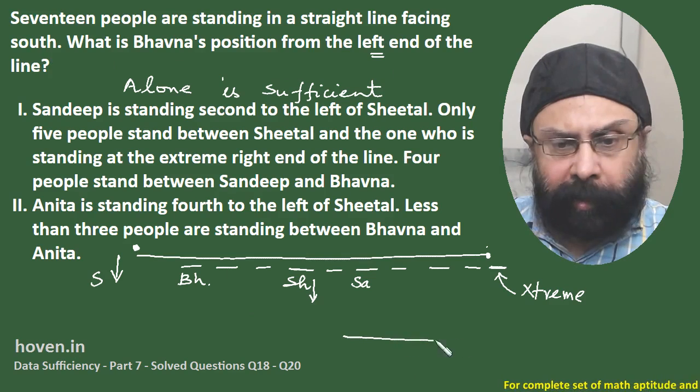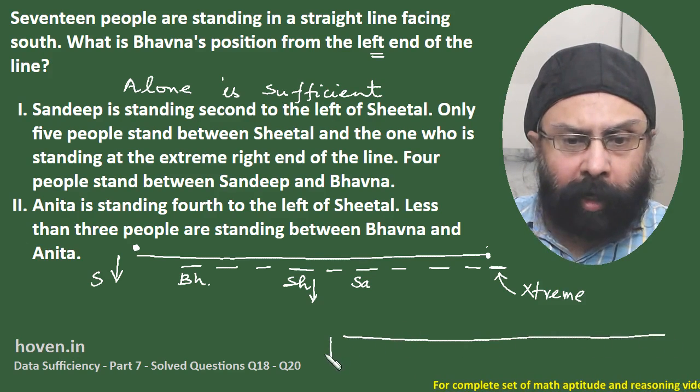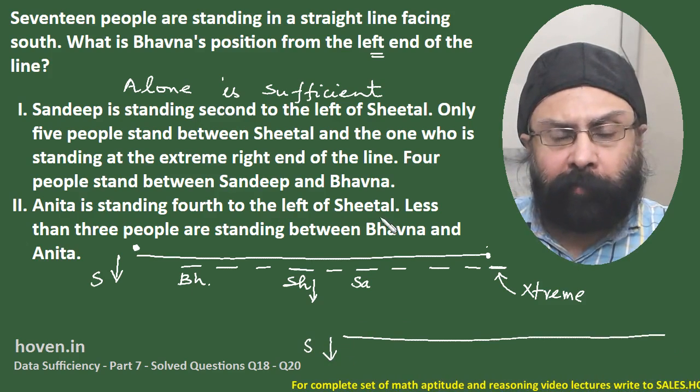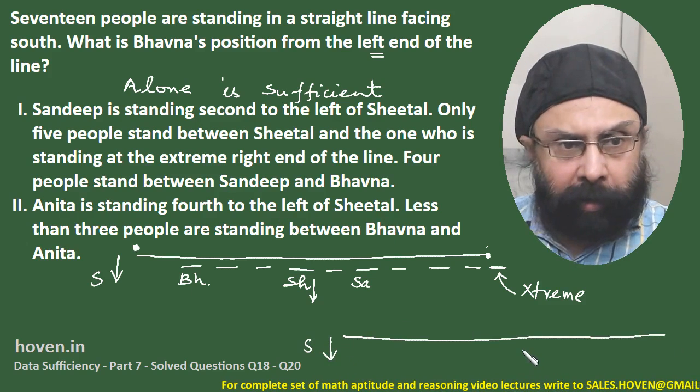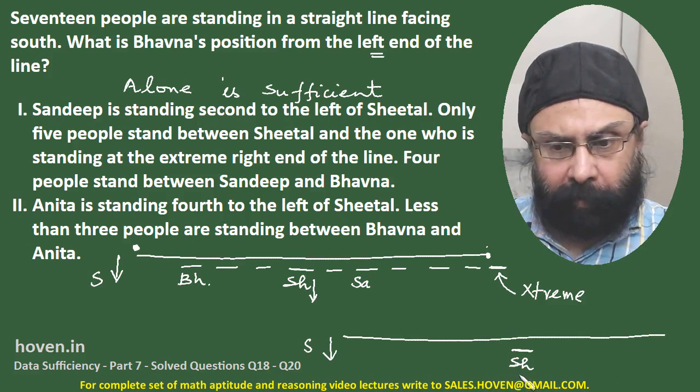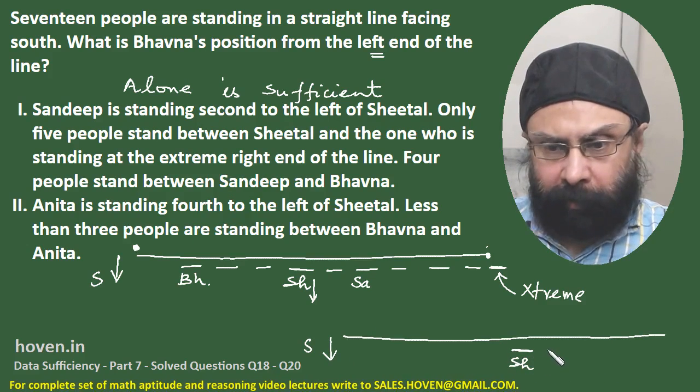Again, we'll draw a straight line. And all are facing south. Anita is standing fourth to the left of Sheetal. Okay, we can say Sheetal is somewhere here and fourth to the left.